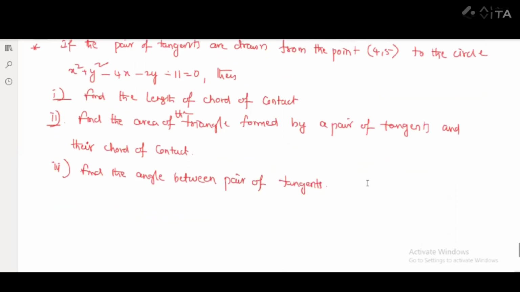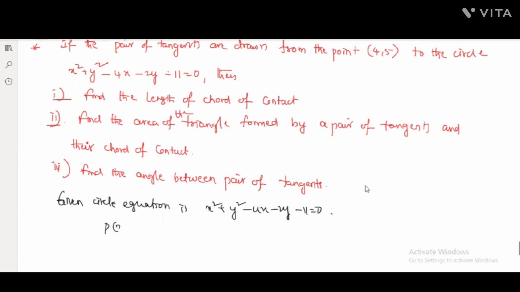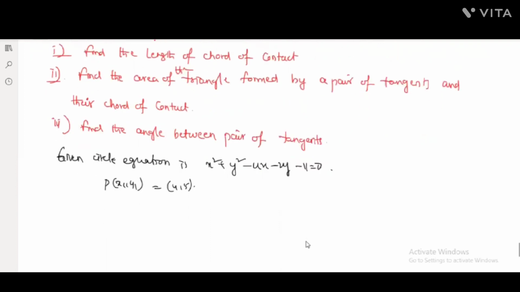So let's see how to solve this one. First, let's take the information they have given. The given circle equation is x square plus y square minus 4x minus 2y minus 11 equals 0, and the point from where they have drawn the tangents, P(x1, y1), is (4, 5). So I need to find two things here to solve the given question. First one is the length of the tangent, which gives the length of the chord of contact.